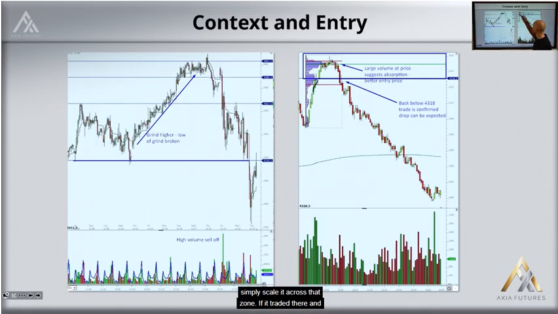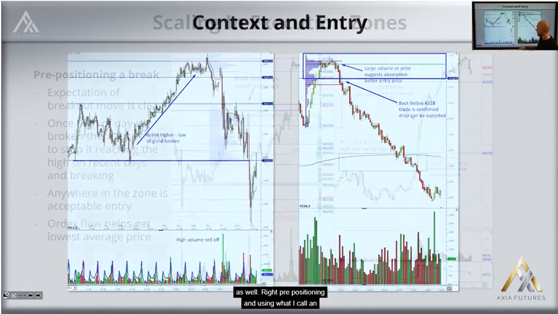If it traded there and started to come out, you may well have had to add on as you fall back away from 18 so as to maintain the size to get paid on as much as the size that you're taking on to take the risk on with as well.